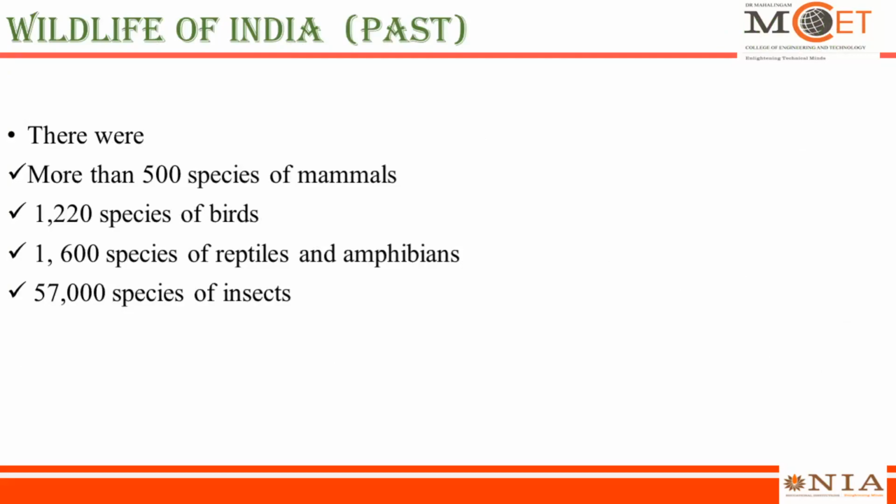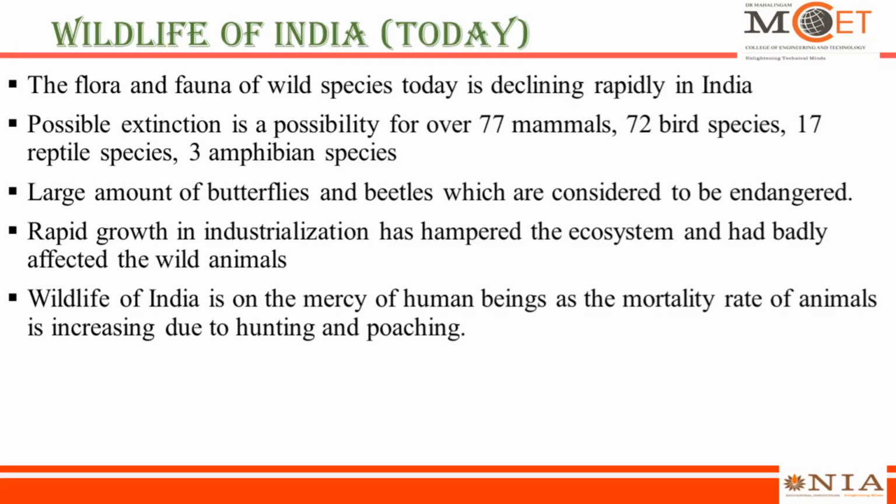So there were more than 500 species of mammals, 1,220 species of birds, 1,600 species of reptiles and amphibians, 57,000 species of insects. So today, what is the scenario? The flora and fauna of wild species today is declining rapidly in India. Possible extinction is a possibility for over 77 mammals, 72 bird species, 17 reptile species, and 3 amphibian species. Large amounts of butterflies and beetles are considered to be endangered.